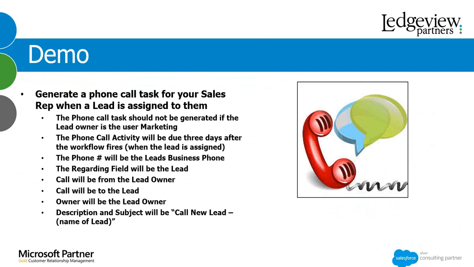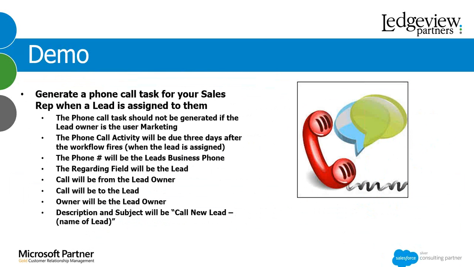Next, we're going to jump into CRM and we're actually going to process a demo for a workflow. Our first demo is going to be creating a phone call task for your sales rep when a lead is assigned to them. We're going to put an if statement on this that says if the phone call is generated and the lead owner is the user marketing, we're not going to want to complete this task or create this task. The phone call activity is going to be due 3 days after the workflow fires.